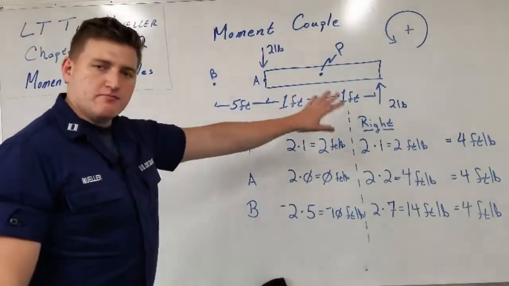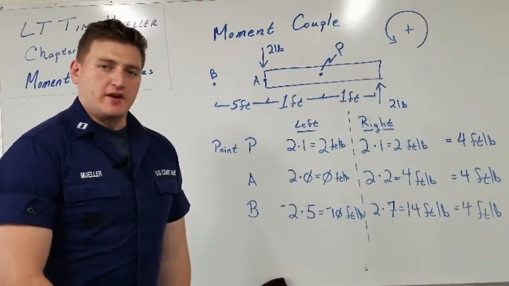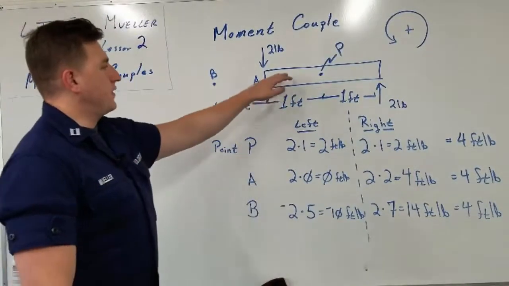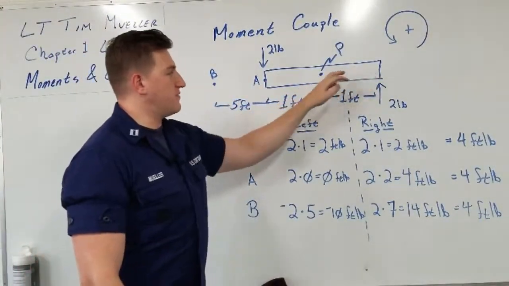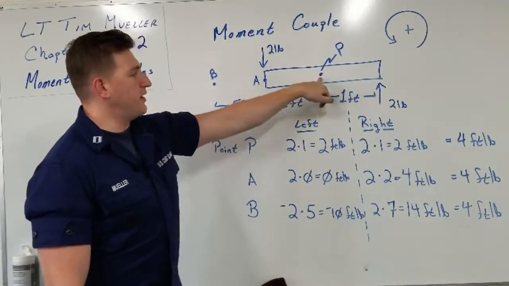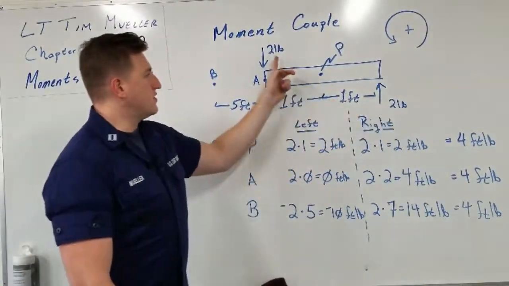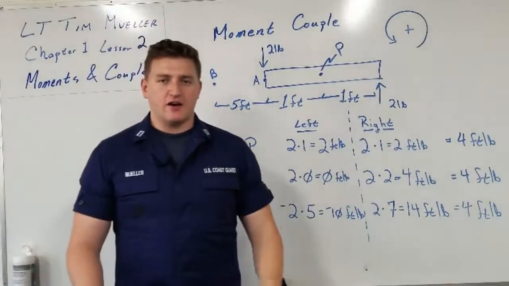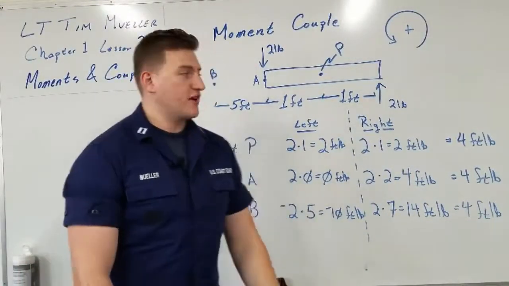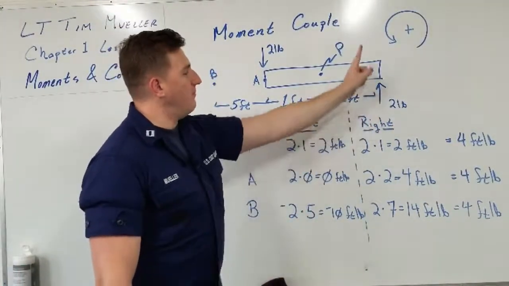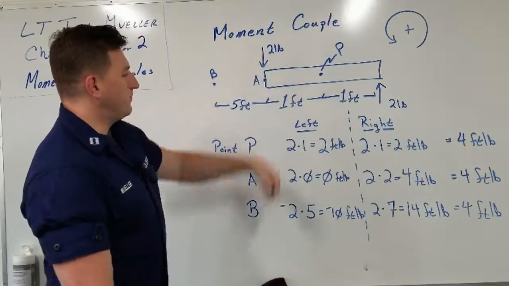All right, so that was moments. Let's take a look at moment couples now. In this problem, we have this bar right here, and it's pinned down at this point P. We have two forces, each of 2 pounds, so they're equal, and they're acting along parallel lines in opposite directions. As you can see here, it's pointing up, here is pointing down.